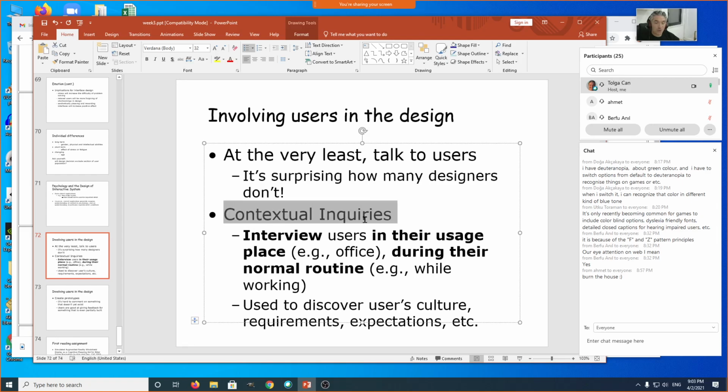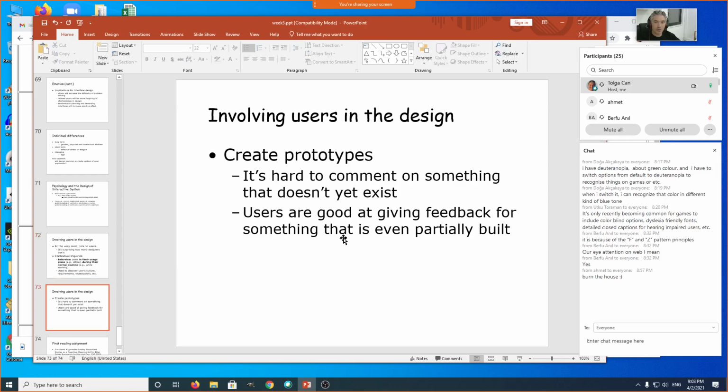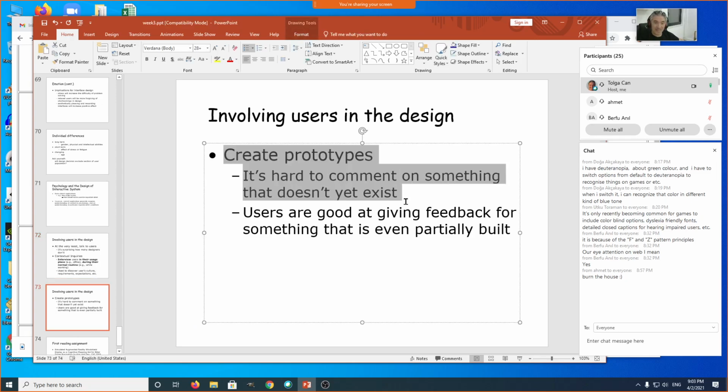We may need to do contextual inquiries, meaning that we interview the users in their usage place during their normal routine. And this is what we are going to spend the week on in this course: how we create prototypes. There are different levels of prototypes. Early in the design process, we create prototypes that are very crude, not detailed, but they still tell something about the design choices, and we may show them to the users and have the users use those prototypes in certain tasks.